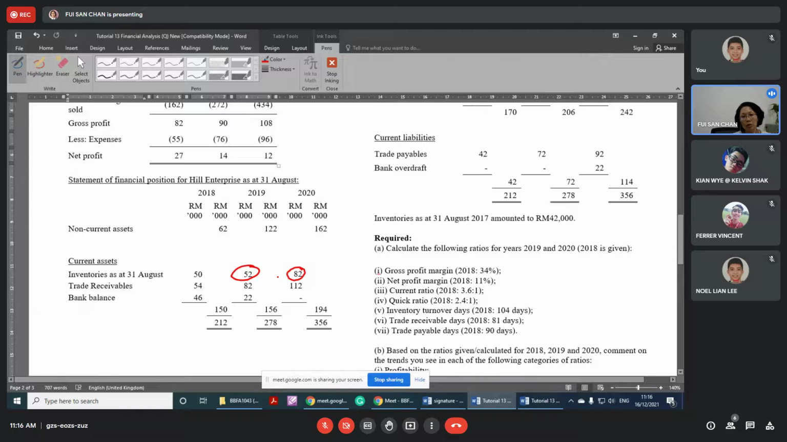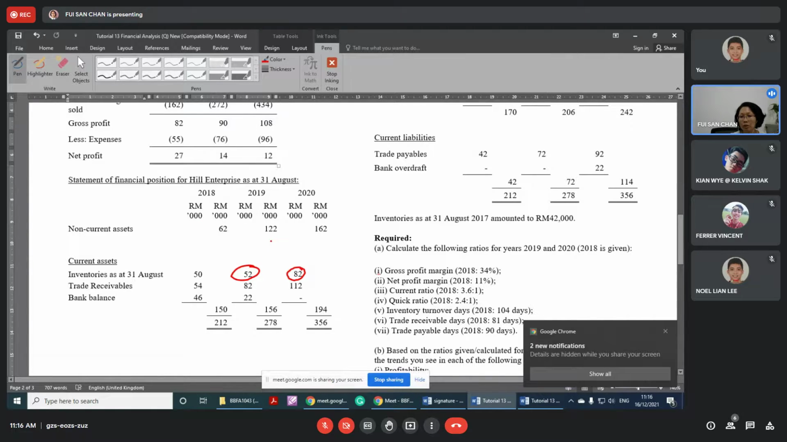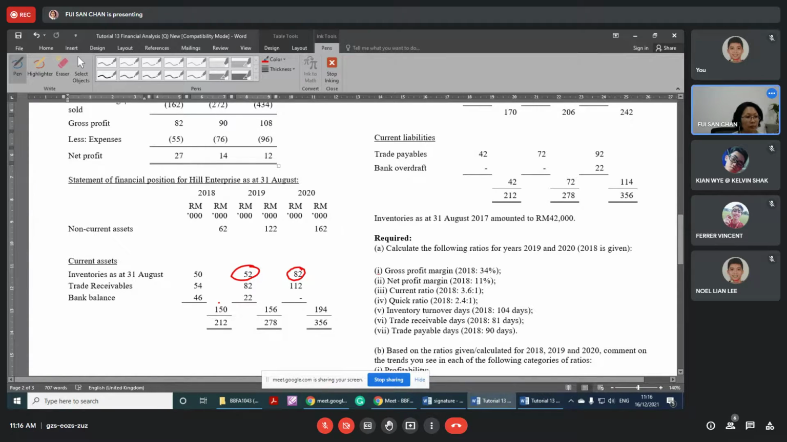So in certain situations we cannot use average. Average is opening plus closing divided by 2, but you have to see the question. Some questions, I don't think you can have the average. So if you can't find the opening, okay, for 2019, if there's no 2018, 2019 definitely you cannot find opening, right? But 2020 can.